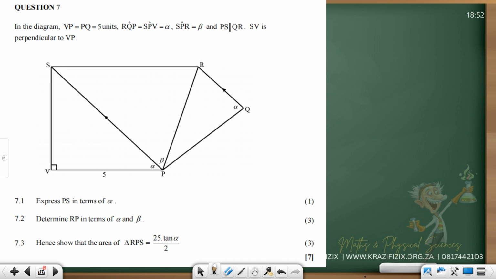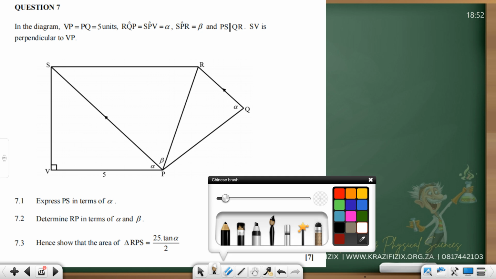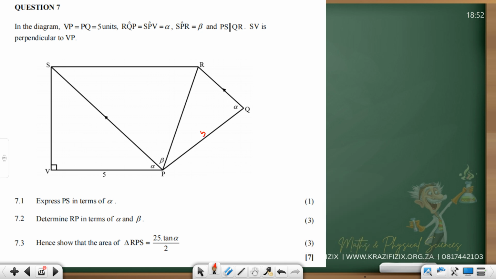We'll do it together. And the diagram, VP is equal to PQ. Where's VP? All right, VP is equal to PQ. You know what I will do instantly? I'll transfer that information there. 5. RQP is equal to SPV. That's alpha, alpha. Okay, that has been given. SPR is equal to beta.